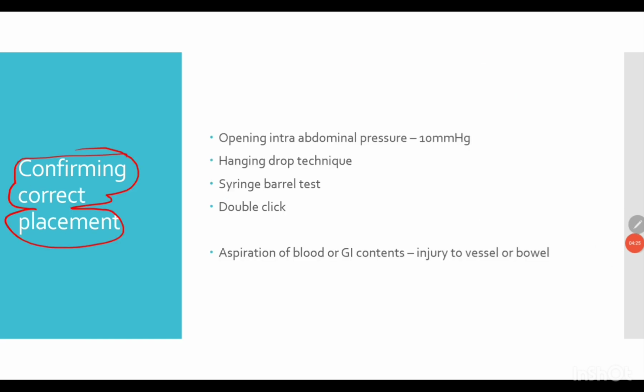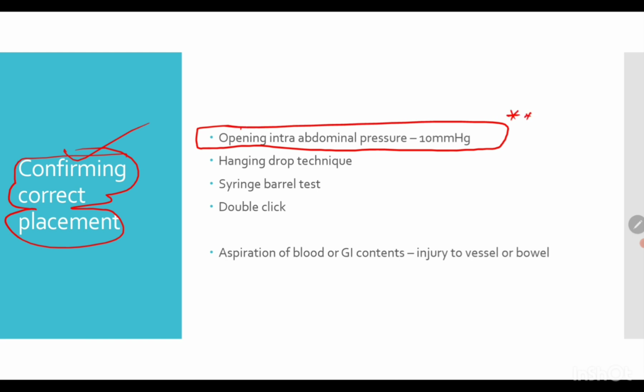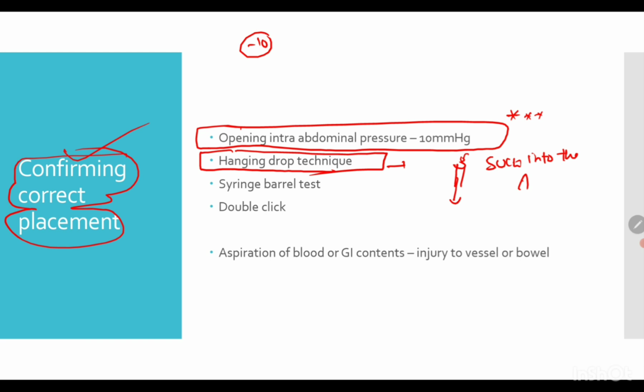What are the methods we use to check and confirm the correct placement of the Veress needle? First, the opening intra-abdominal pressure has to be always negative. And you have to check by the hanging drop technique. You put 2 to 3 drops of saline into the attaching syringe end of the Veress needle, and it will be sucked into the abdomen. Then the syringe barrel test can be done.